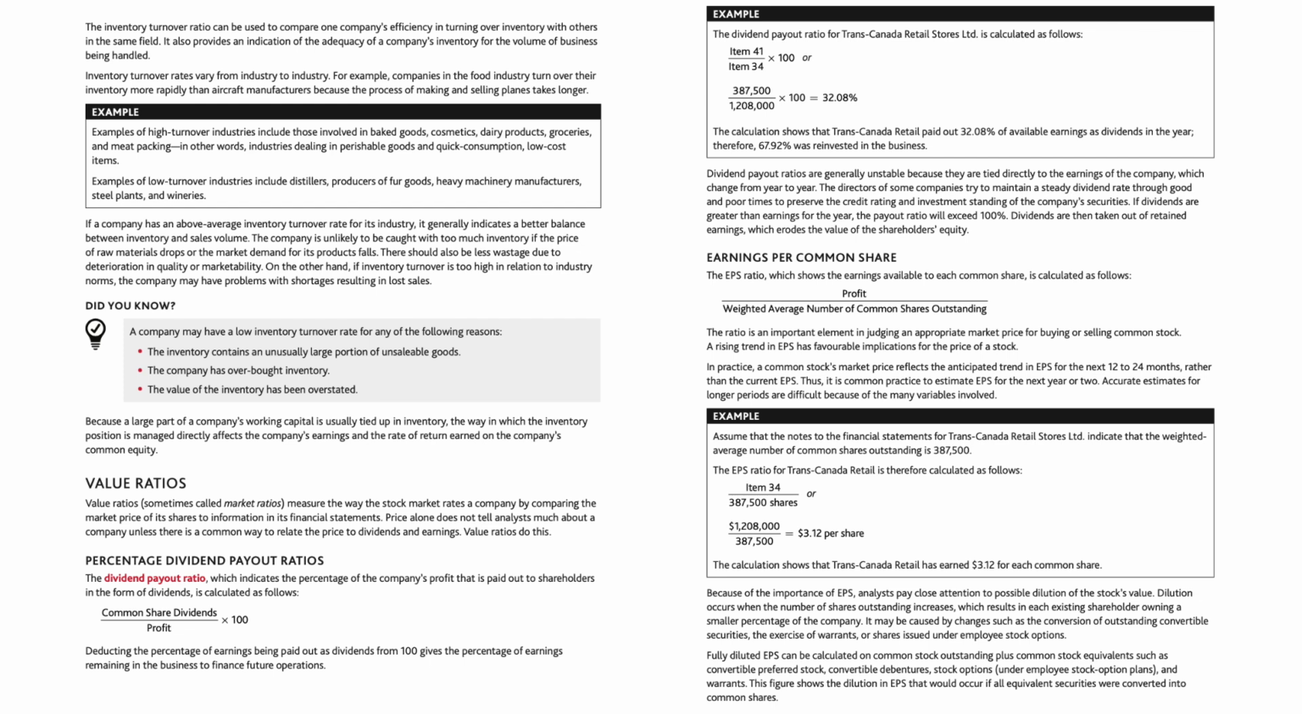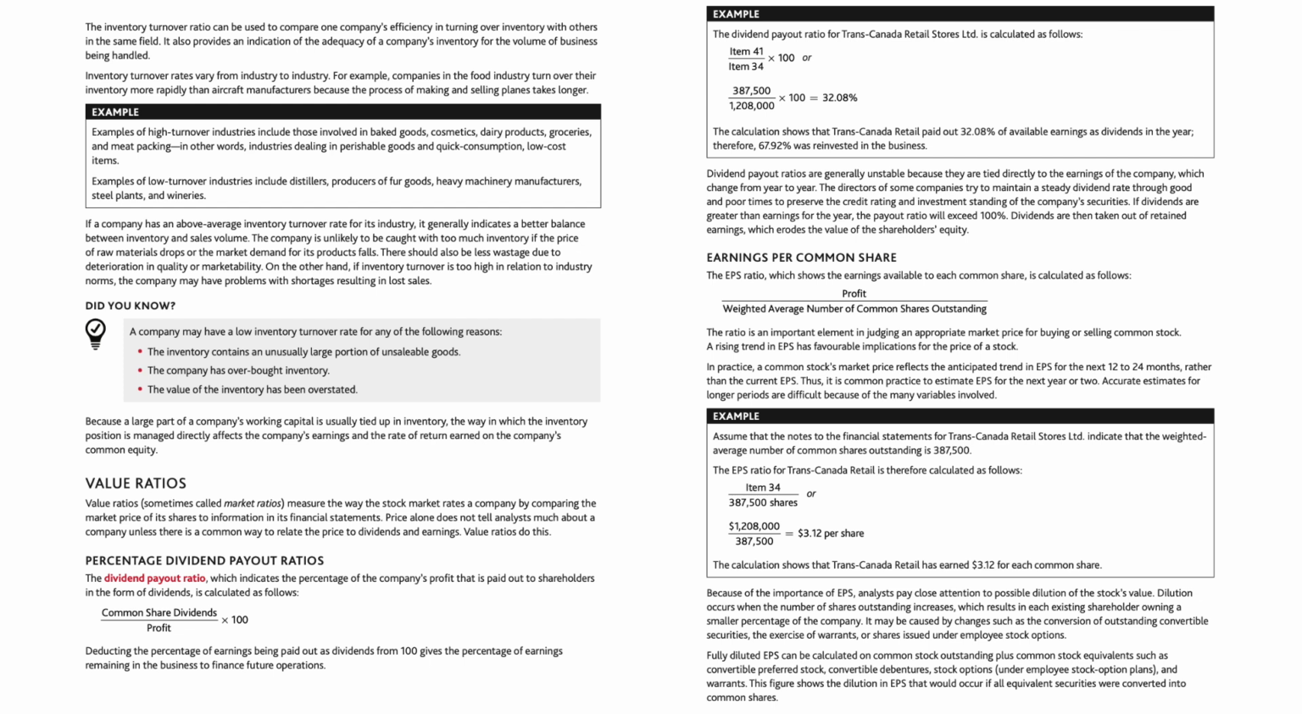Percentage dividend payout ratios. The dividend payout ratio, which indicates the percentage of the company's profit that is paid out to shareholders in the form of dividends, is calculated as follows. The common share dividends divided by the profit. Deducting the percentage of earnings being paid out as dividends from 100 gives the percentage of earnings remaining in the business to finance future operations.